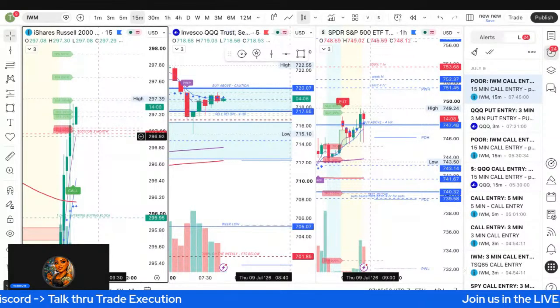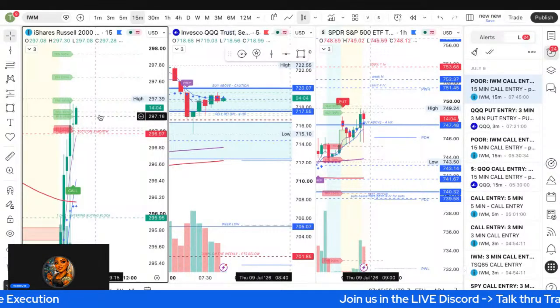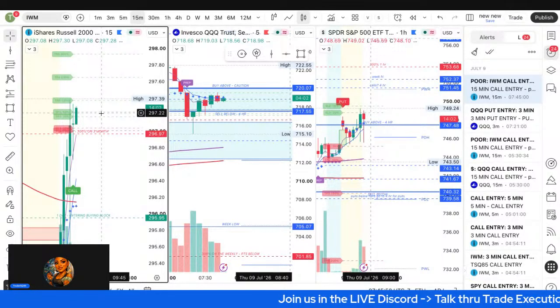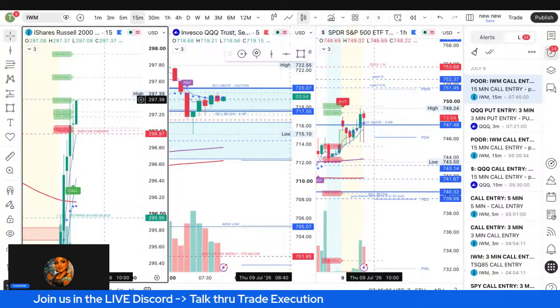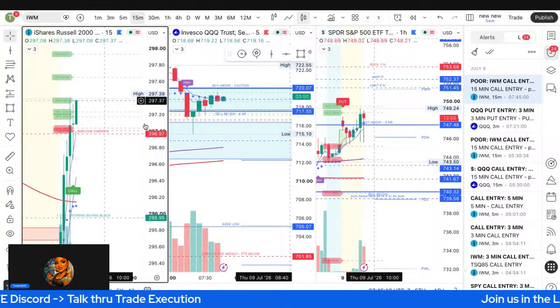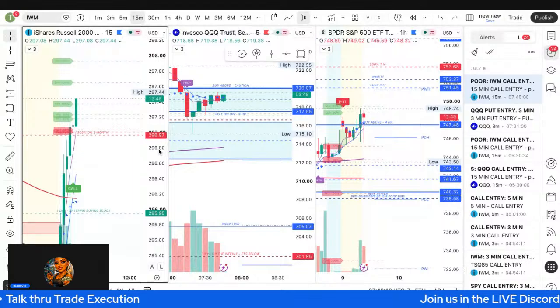Not today. Anytime we hit 50%, there's a little bit of pullback. We just scale. Hit 100% here. Beautiful. Okay, I took a little bit of a pullback here. Beautiful.